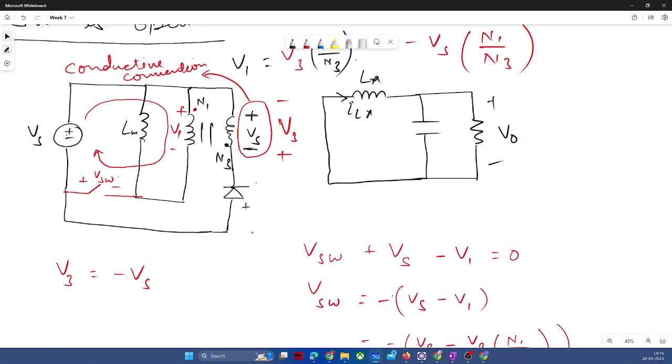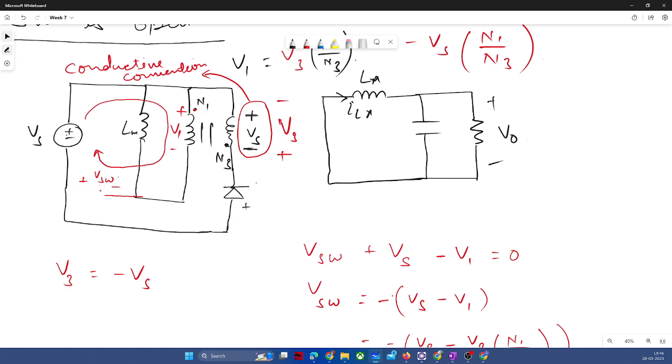Sir, as per the switch, if suppose you are using a MOSFET there instead of the generic switch, the other side should be positive for it to block. The polarity of the switch should be reversed for it to block if you are using a MOSFET instead of the generic switch. Yeah, that's fine.